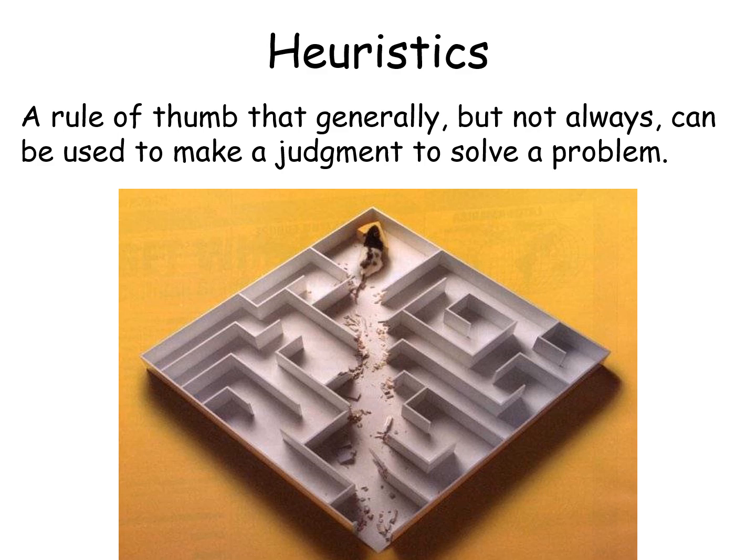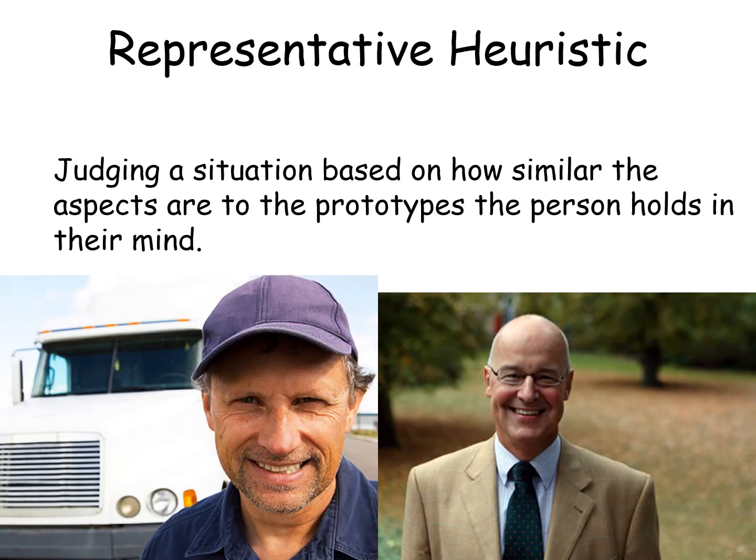So this is what a heuristic is, and most of the time we are going to use heuristics in order to solve our problems. We're going to have an idea of what is going to work, and we're going to try it out. Not always going to work out, but oftentimes this is the way in which we solve problems. So we have two different types of heuristics that we need to cover. Representative heuristics, as it says, is judging a situation based on how similar the aspects are to the prototypes the person holds in their mind.